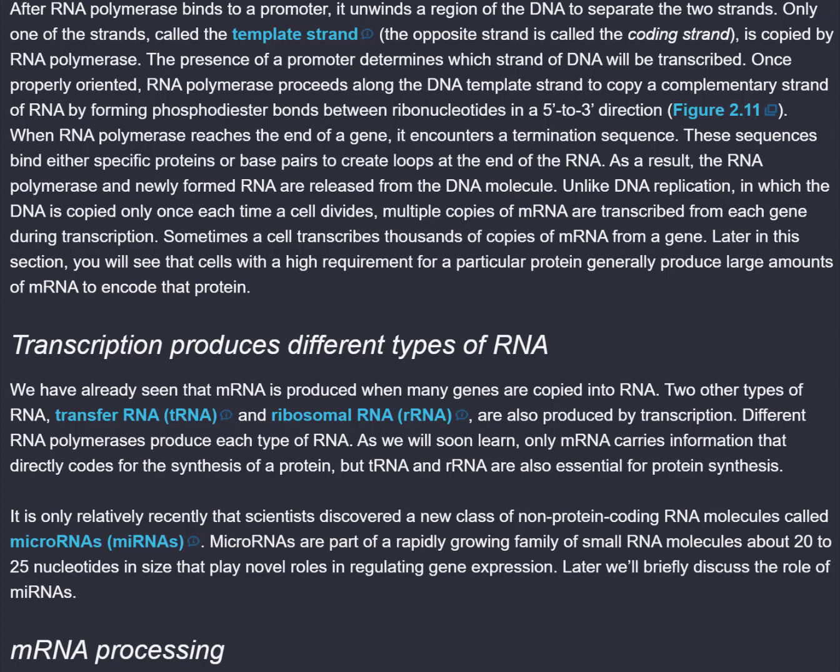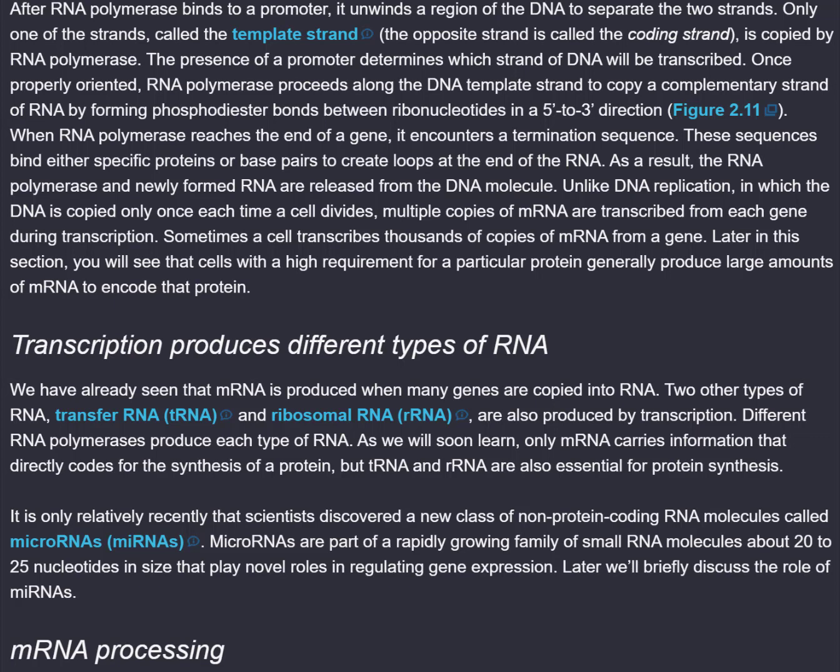Once properly oriented, RNA polymerase proceeds along the DNA template strand to copy a complementary strand of RNA by forming phosphodiester bonds between ribonucleotides in a 5' to 3' direction, Figure 2.11. When RNA polymerase reaches the end of a gene, it encounters a termination sequence. These sequences bind either specific proteins or base pairs to create loops at the end of the RNA. As a result, the RNA polymerase and newly formed RNA are released from the DNA molecule.